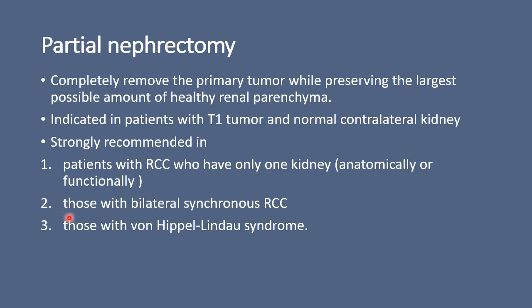The second group of patients are those with bilateral synchronous renal cell carcinoma. So you cannot remove both kidneys. So you try to preserve as much as possible by doing a partial nephrectomy on either side. And third are those with von Hippel-Lindau syndrome, which is a precursor of RCC. In these patients, whatever lesions are seen are removed by local excision, as in partial nephrectomy.